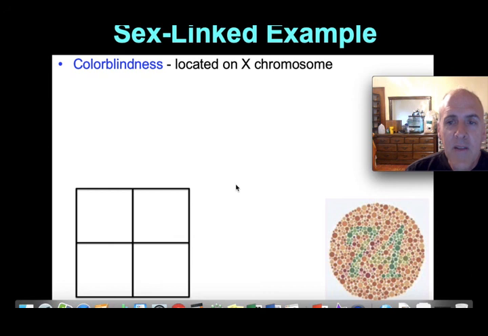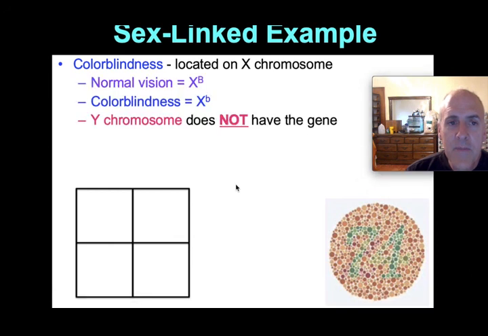But color blindness is located on the X chromosome. So normal vision has a capital B, color blindness has a lowercase b. The Y chromosome does not have the gene, so it's written as a superscript to know that it's on the X chromosome and which one you've got.